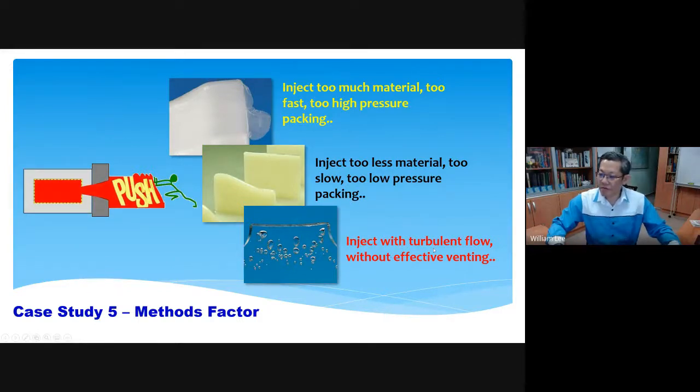Or if you fill with a turbulent flow, then you can cause some bubbles, right? This is again also not effective. Or maybe you fill without effective venting, which comes from the mold design. Okay.